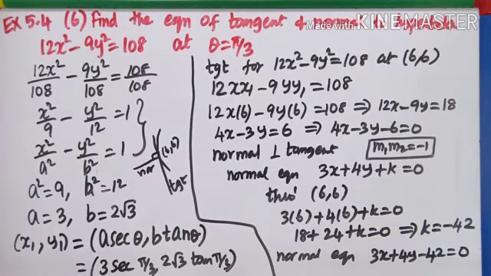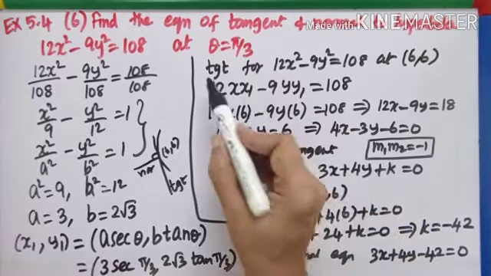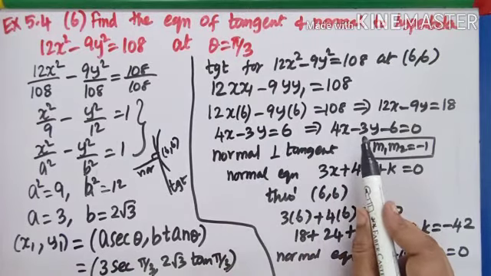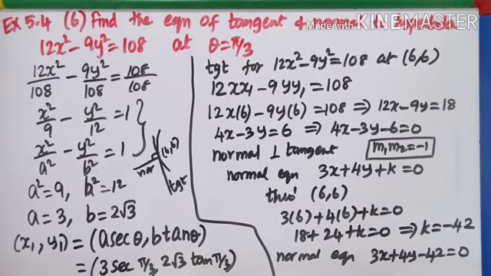In this problem we have derived the tangent equation, also the normal equation. So let us write both as the answer. Tangent equation is 4x minus 3y minus 6 is equal to 0.